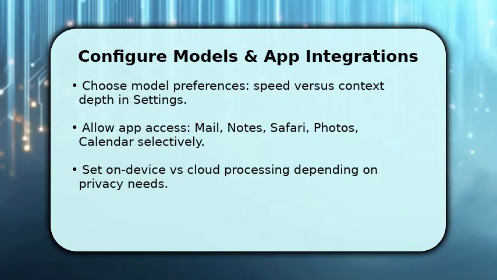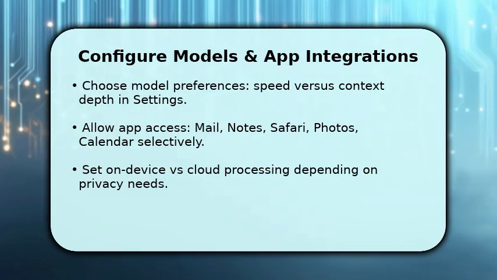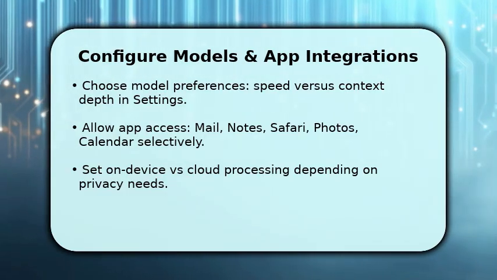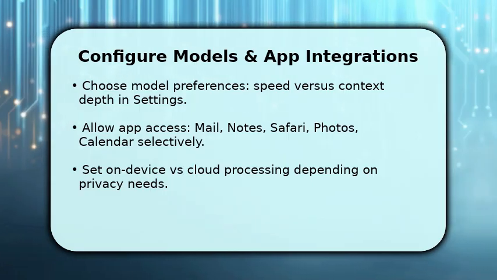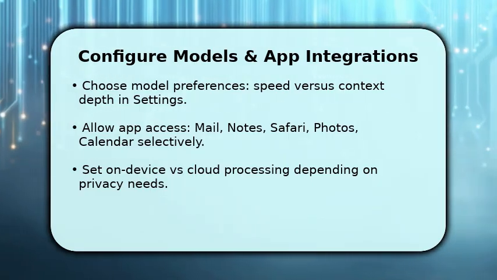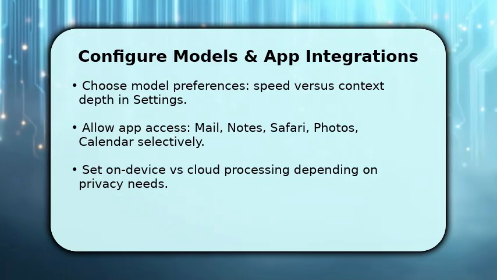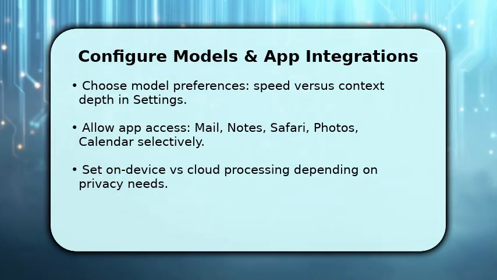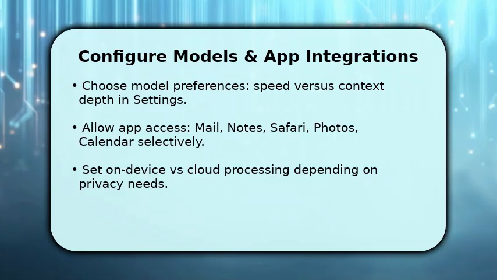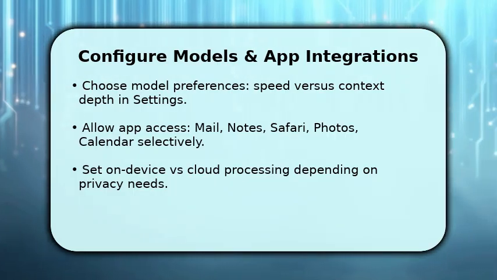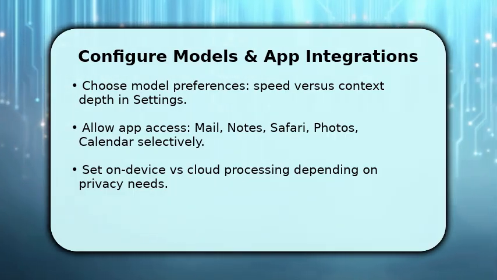Next, you tailor how Apple Intelligence works with your apps and which model it uses. In Settings, pick Model Behavior. Favor quick responses for drafts or deeper context for complex summaries. Then grant or deny per-app access so the assistant only reads data you allow. This influences output relevance. Also set processing location.